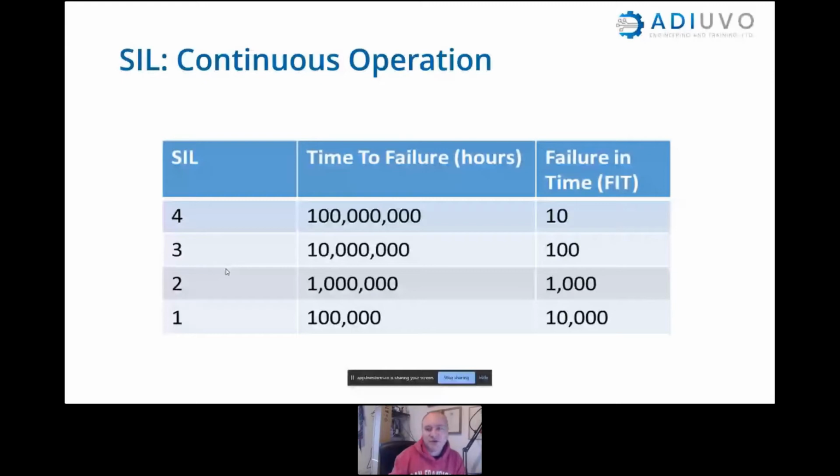So we have a SIL 1 system. We don't really have to do much to it. We don't really have to do much thinking about it. We get about 100,000 hours, shall we say, between failures. But if we want a SIL 4 system, then we need 100 million hours in between failures.